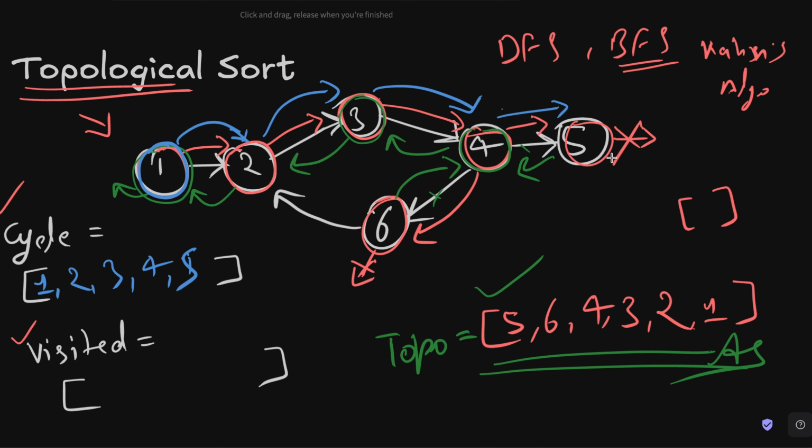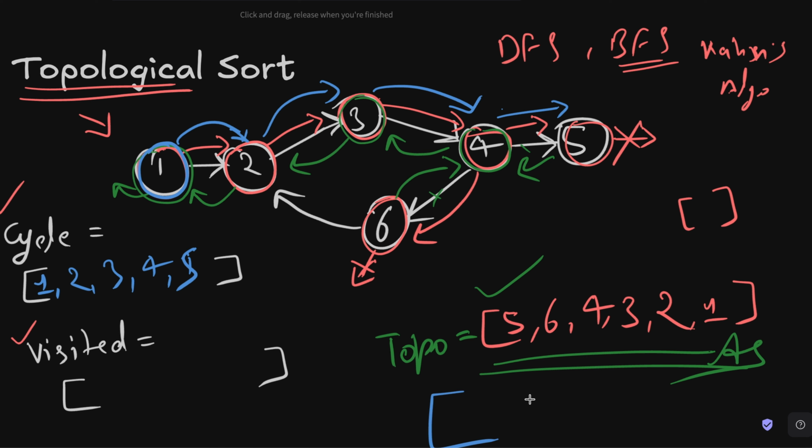Now 5 does not have any outgoing edges, so it means that it is actually a part of topological sort. So we will have an array here. We will put 5 as a topological sort. Now we will go back from 5 to 4, removing 5 from the cycle, and we will put this in the visited. We will not visit 5 ever again. Now we are on the 4th node and we still have an edge to 6.